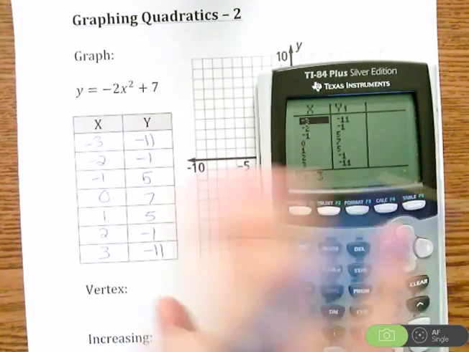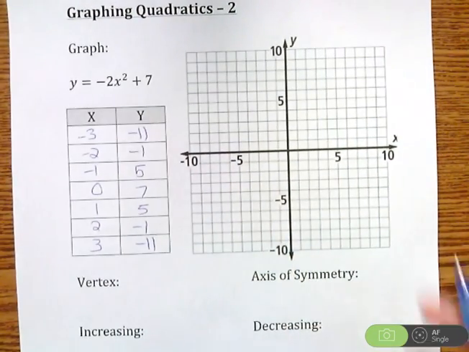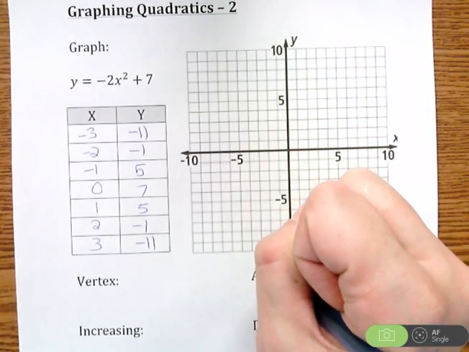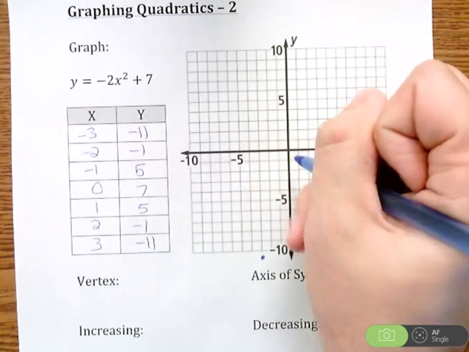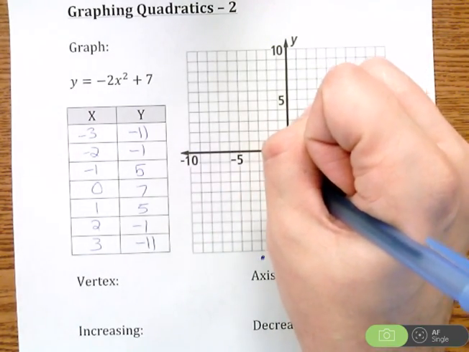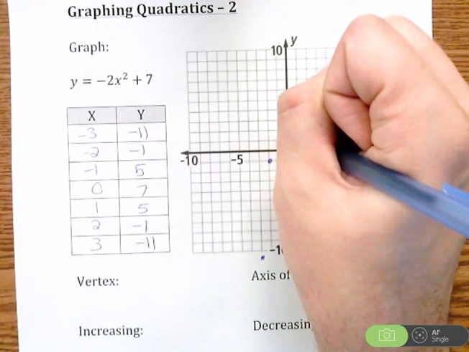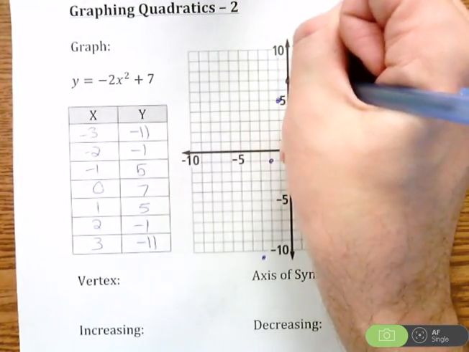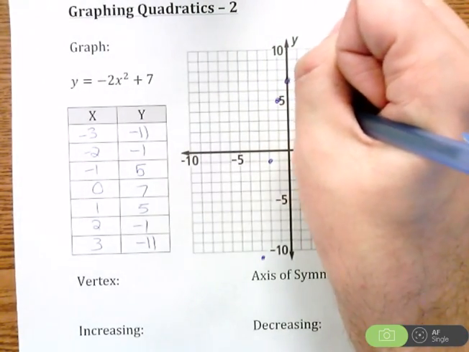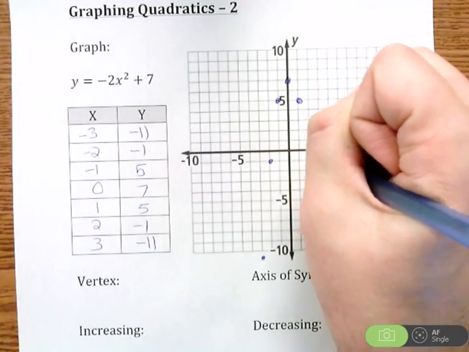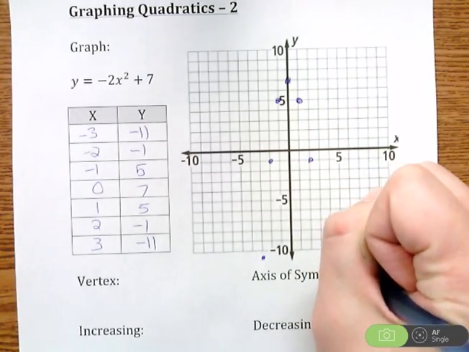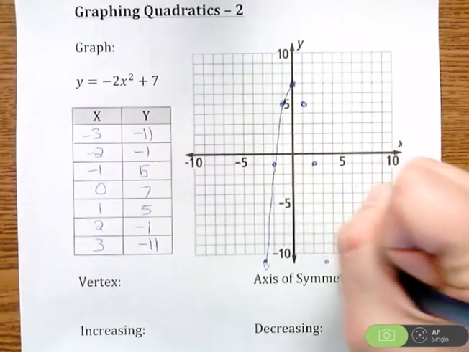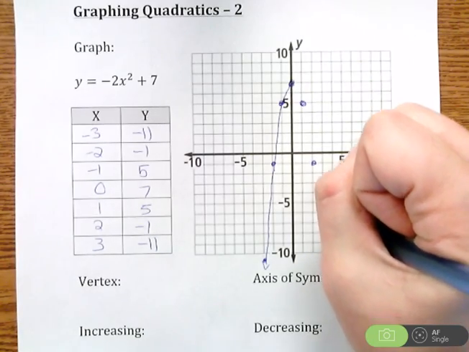So what I'm going to do is, once I have that, let's transfer this over to our paper. So I'm going to go negative 3, negative 2, negative 1, 0, 1, 2, 3. Negative 11 is just off the graph. I'm going to put it there just in case. Then negative 1, 5, 7, 5, negative 1, negative 11. I'm going to trace that with the pen and make my parabola. I like to take it all the way to the edge of my graph paper there.